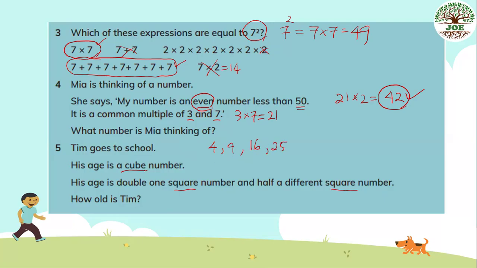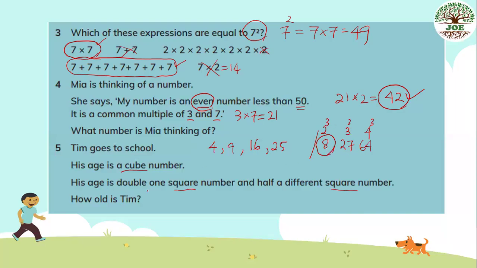And his age is a cube number. Cubes are 2 cubed is 8, 3 cubed is 27, 4 cubed is 64. Tim goes to school, so his age must be less than 10. A cube number less than 10 is 8. So 2 cubed is 8.